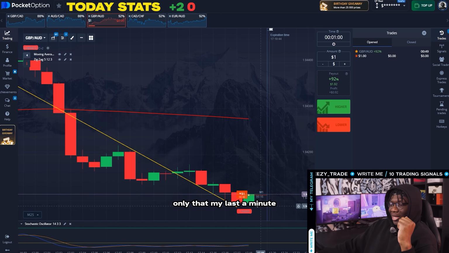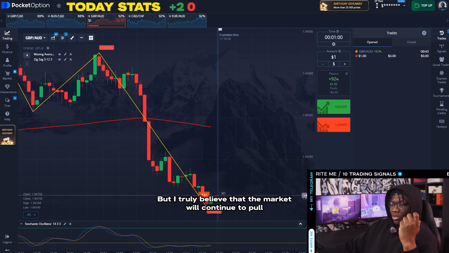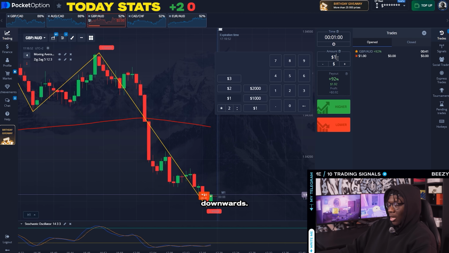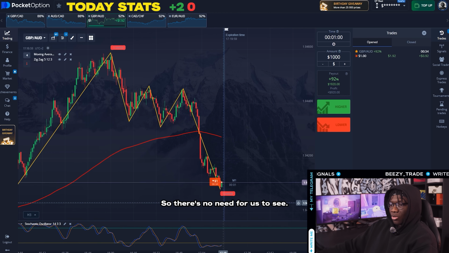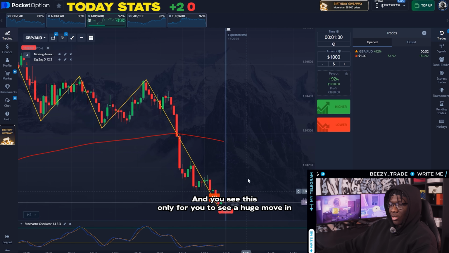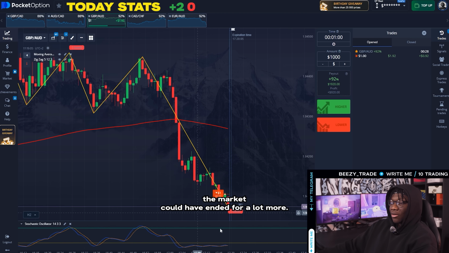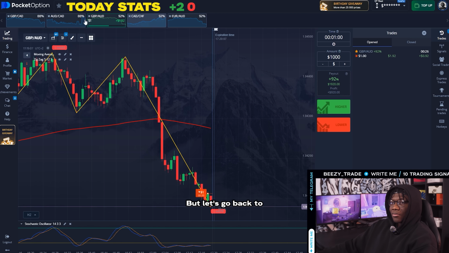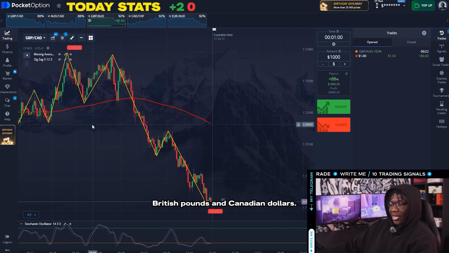Only for that might last a minute or maybe a couple of minutes. But I truly believe that the market will continue to pull downwards. We haven't hit support, so there's no need for it to see a huge move in the market. Could have entered for a lot more, but let's go back to British pounds and Canadian dollars.